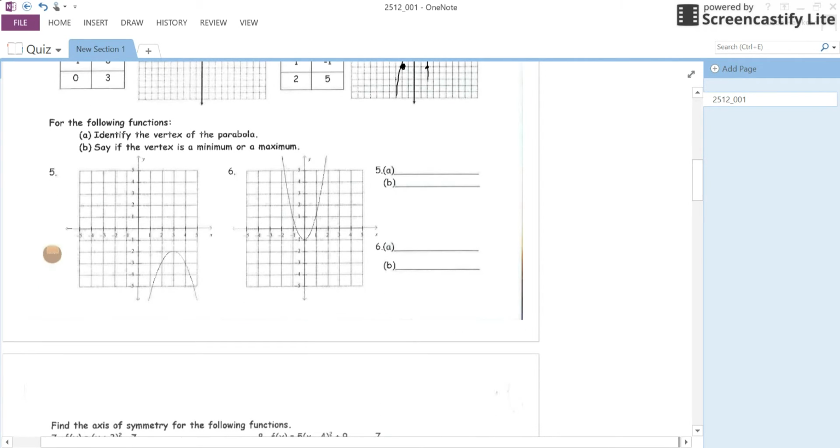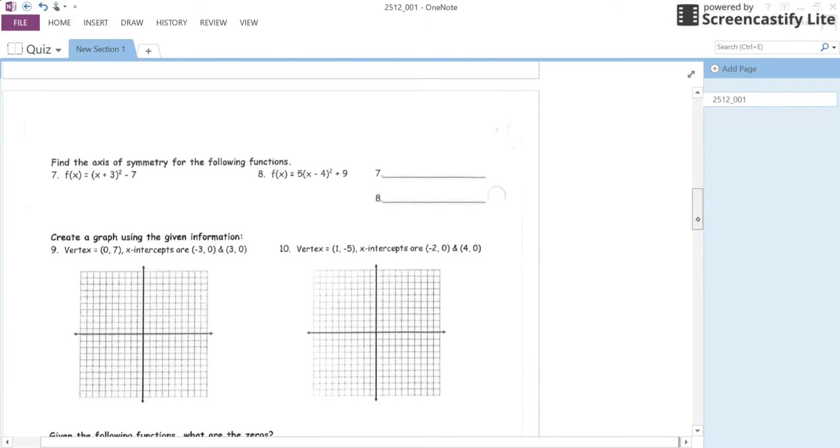All right, identify the vertex. So the vertex for this one would be 3, -2. So just look at that point right there. And that is a max because it's the highest point here. So this goes up and then it comes down, so it has a highest point, so that's a max. Okay, this one would be 0, -1, and it actually has a minimum, so it goes down and comes back up, so it has a min.